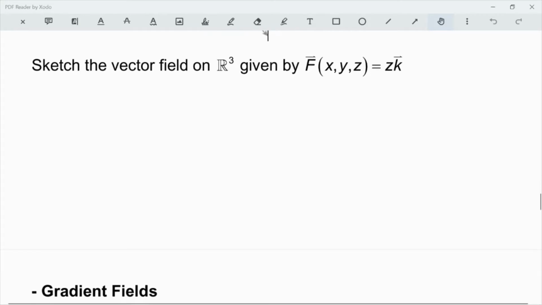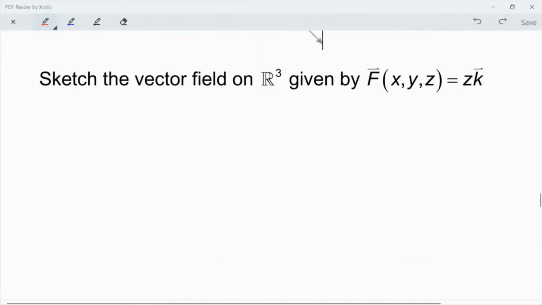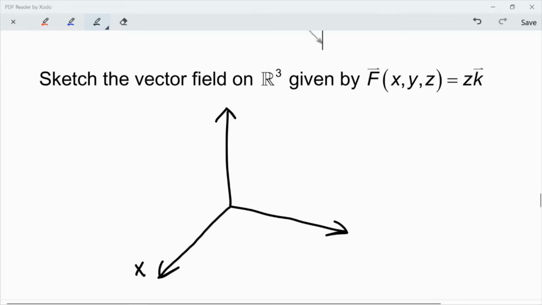Okay, let's take a look at one in 3D though, because this is a little bit harder. When you start plotting these in 3D, it becomes a little bit more artistic, depending on the person, depending on how good you are with drawing these 3D graphs. You might have more or less difficulty with this. Okay, so here is my xyz coordinate plane. And you can see that my vector field this time is given by the function zk.